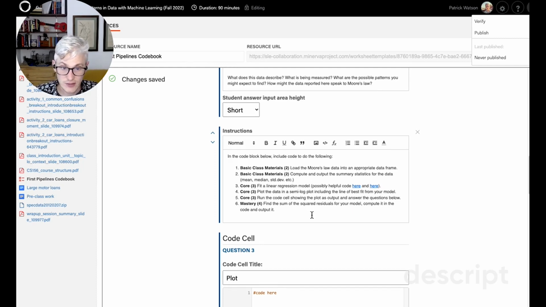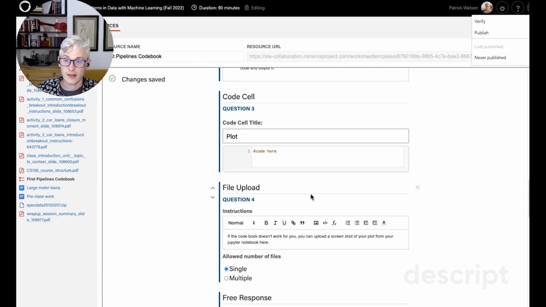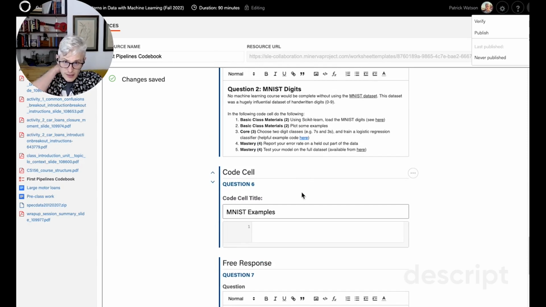The major thing you're going to have to do here is just give me a plot of the data showing with your best fit line of your regression, showing the data, the Moore's law data over time, and the line fit to it. The second question that I have for you is an MNIST digits question.